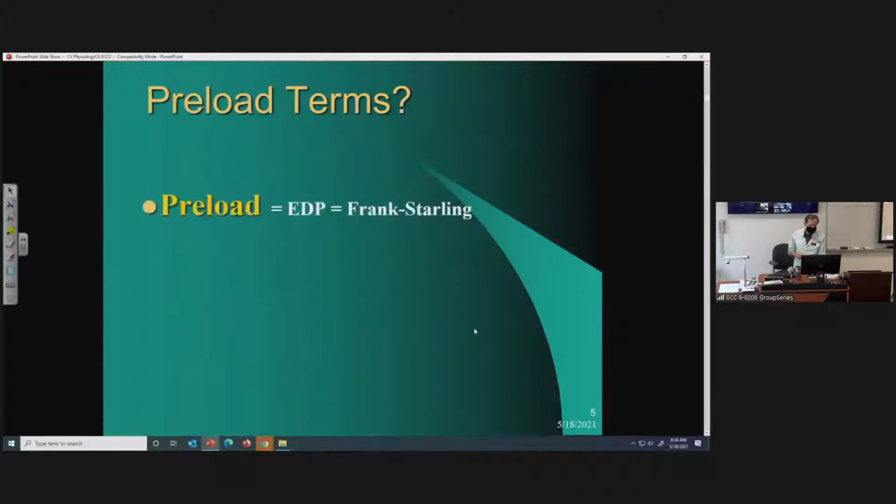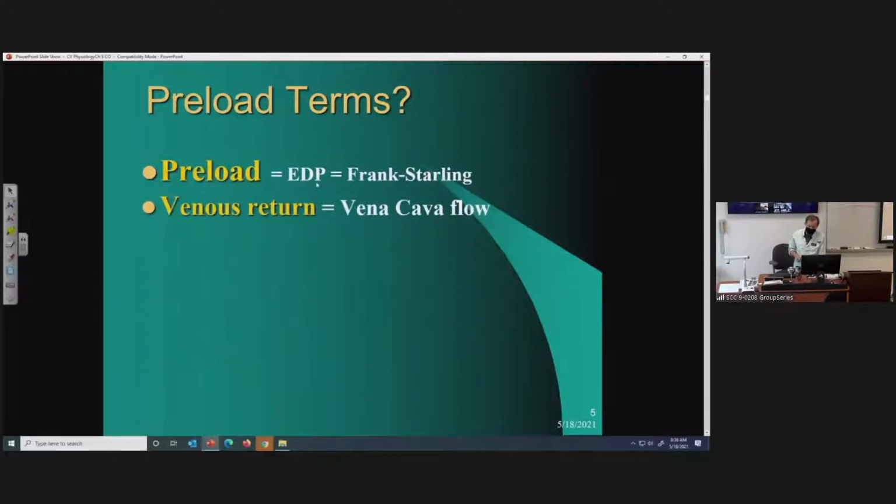And then the preload we know is measured as the end diastolic pressure in the left or right ventricle, or the mean atrial pressures. Venous return is described as the flow coming back from the vena cava. It also would be the pulmonary vein venous return.